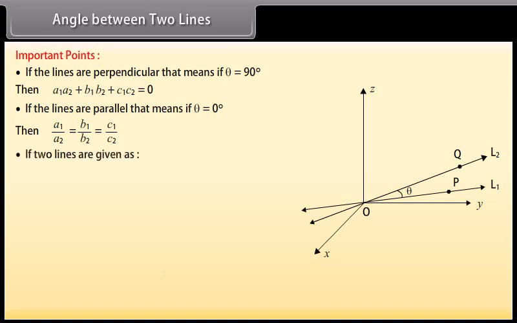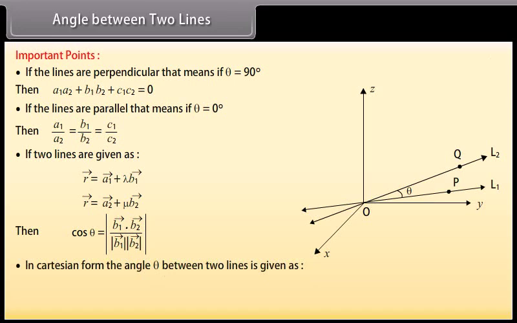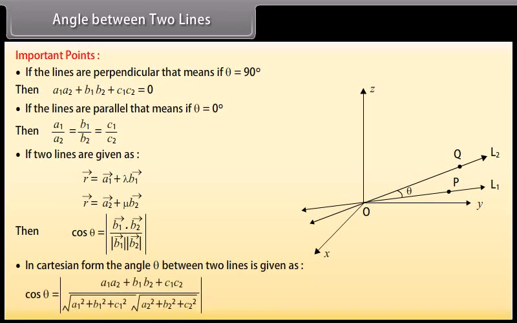If two lines are given as vector r equals vector a1 plus lambda vector b1, and vector r equals vector a2 plus mu vector b2, then cos theta equals modulus of vector b1 dot vector b2 by modulus of vector b1 into modulus of vector b2. In Cartesian form, the angle theta between two lines is given as cos theta equals modulus of a1a2 plus b1b2 plus c1c2 divided by square root of a1 square plus b1 square plus c1 square into square root of a2 square plus b2 square plus c2 square.